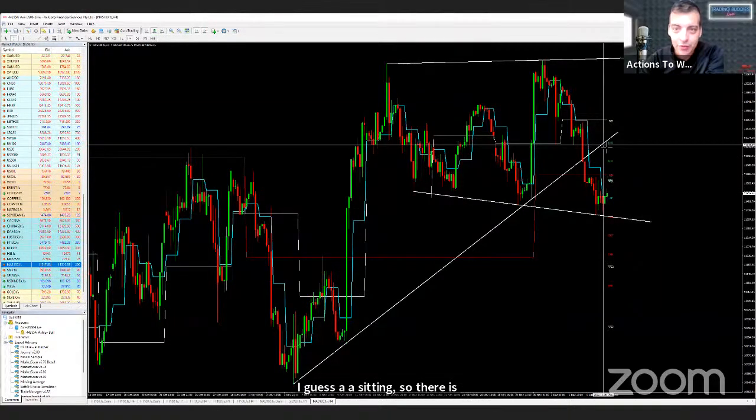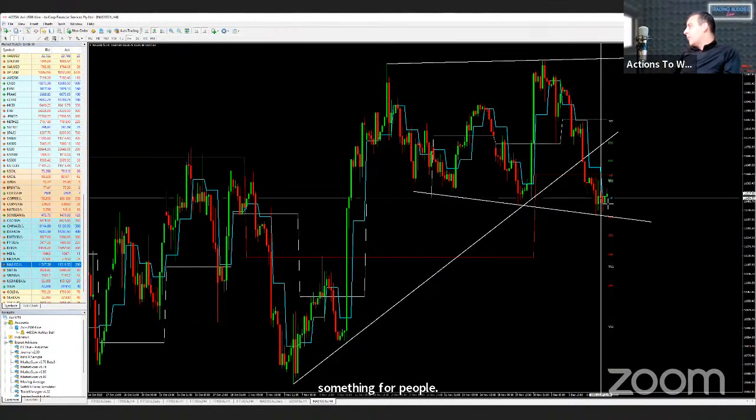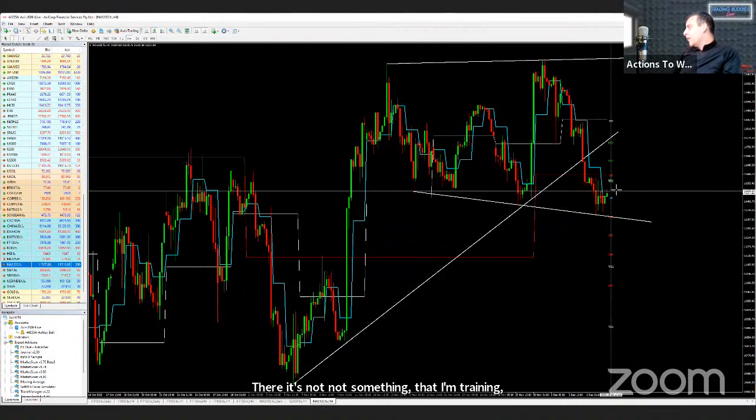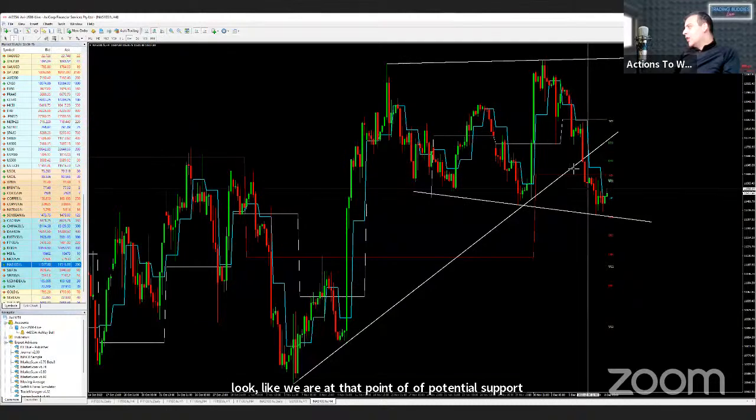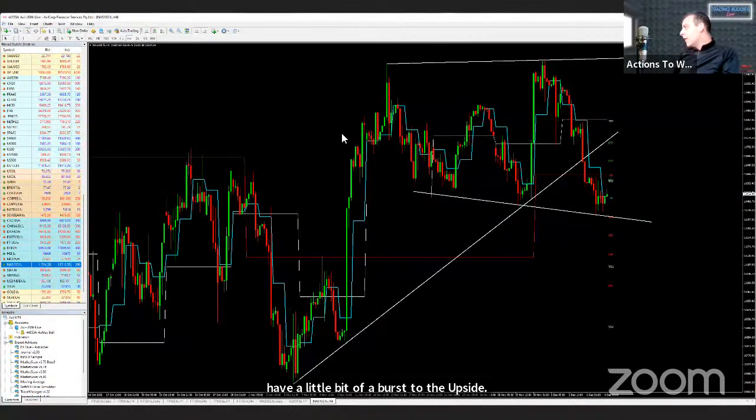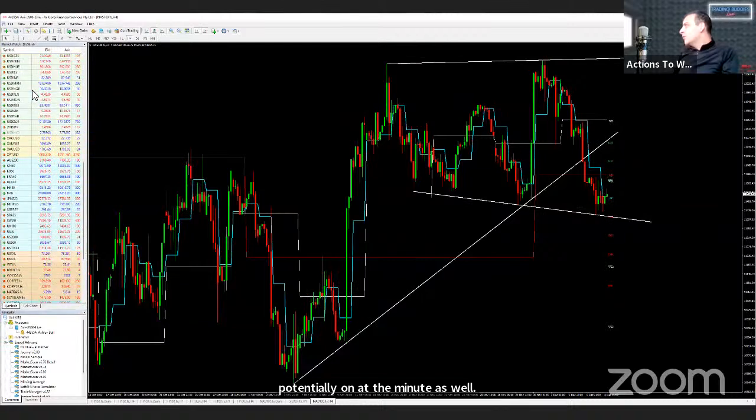It's not something that I'm trading, but there is something potentially there, and it does look like we are at that point of some potential support here, which could see the Nasdaq have a little bit of a burst to the upside. Looks like a Nasdaq long, FTSE short trade is potentially on at the minute as well. So there is a little hedge trade that I think could be of interest for people.